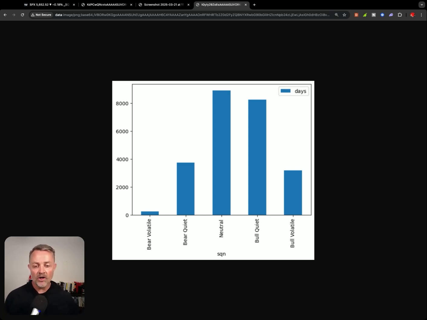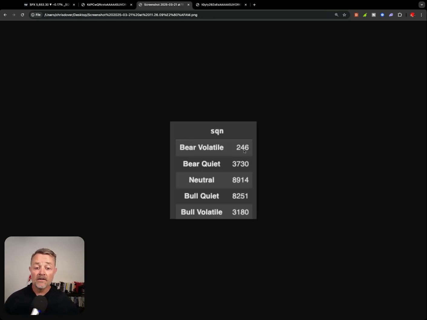What we can see clearly is that the neutral market regime is definitely the most traded market regime for the S&P 500, closely followed by bull quiet. Bear quiet has a little bit in there too, and bull volatile is substantially higher than bear volatile. Remember when we went looking for a bear volatile instance, it's just so rare. Of 100 years of data, only 246 days have actually traded in bear volatile. So it's rare that you actually get to see it.